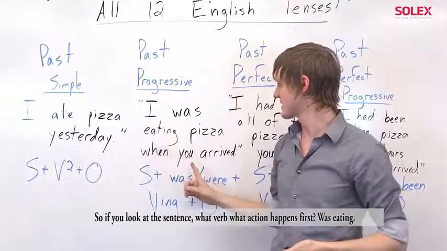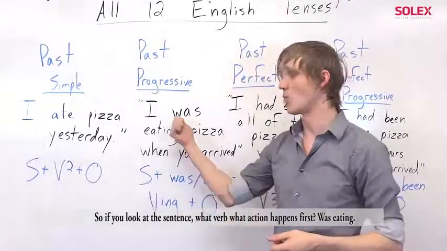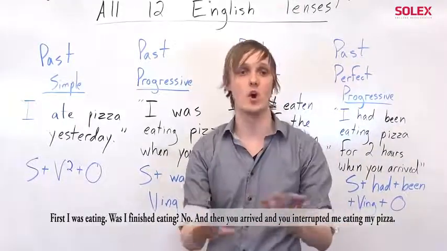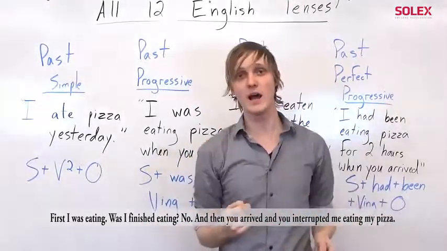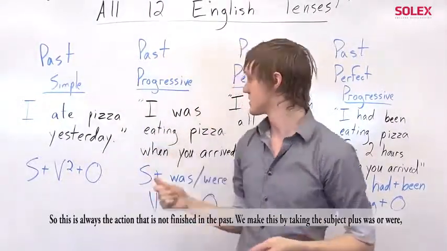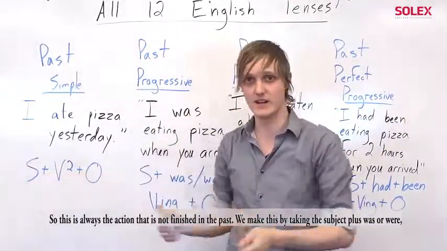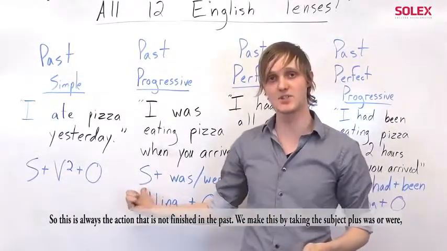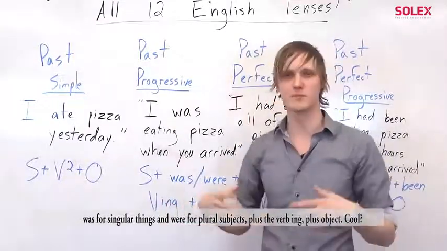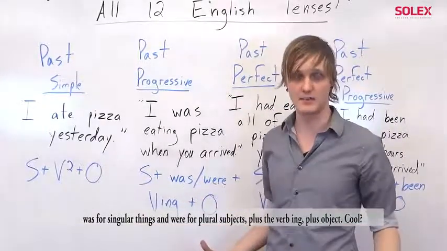So, if you look at this sentence, what action happens first? Was eating. First, I was eating. Was I finished eating? No. And then you arrived and you interrupted me eating my pizza. Okay? So this is always the action that is not finished in the past. We make this by taking the subject plus was or were, was for singular subjects and were for plural subjects, plus the verb ing plus object.